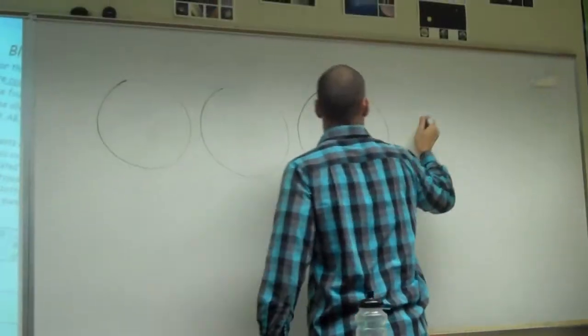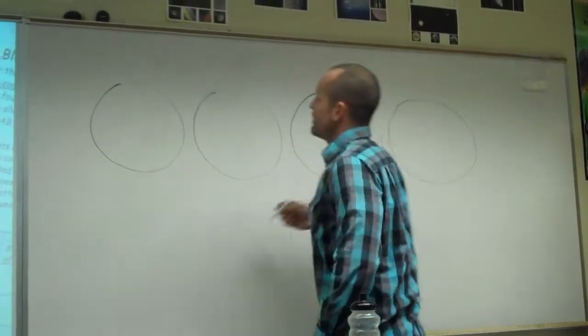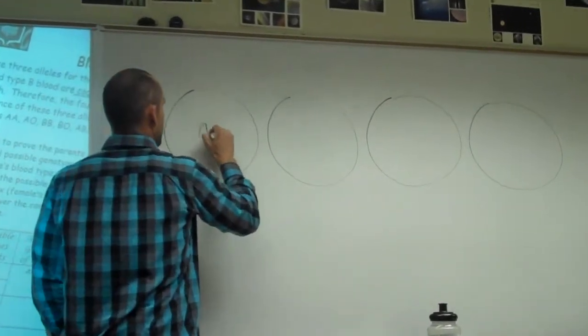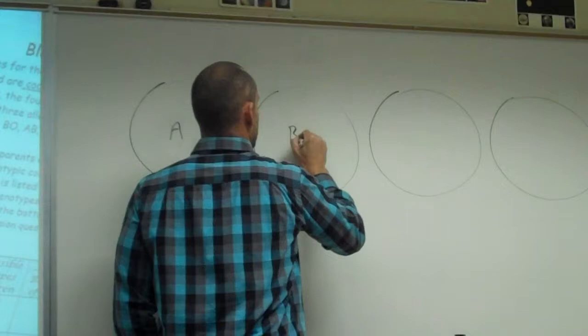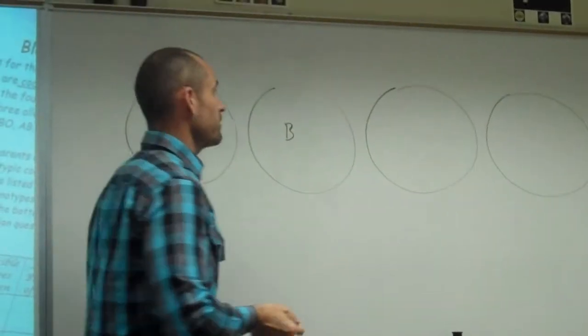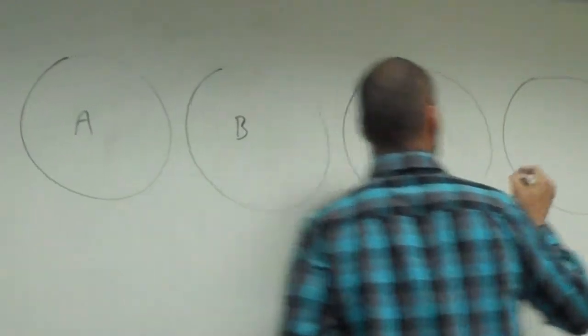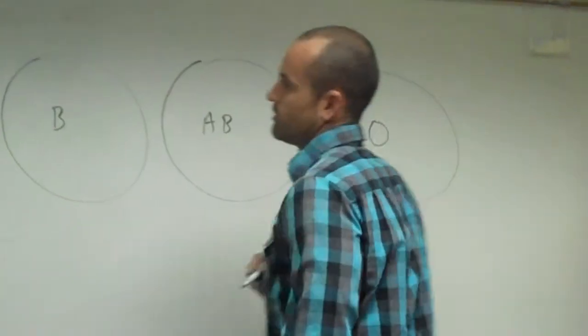And I don't want you to get too confused with this, but it is what it is. We'll say this is the red blood cell, and you can have A-type blood, you can have B-type blood. Now this is the phenotype. So we're going to talk about the phenotype first, then we'll talk about the genotype. You can have AB blood as a phenotype, and you can have O-type blood as a phenotype.